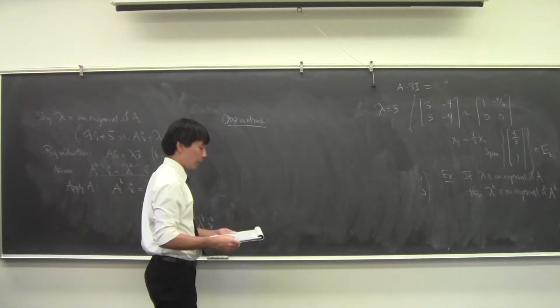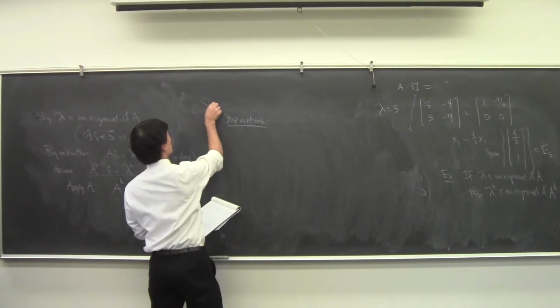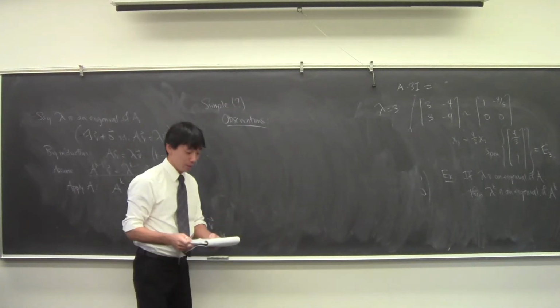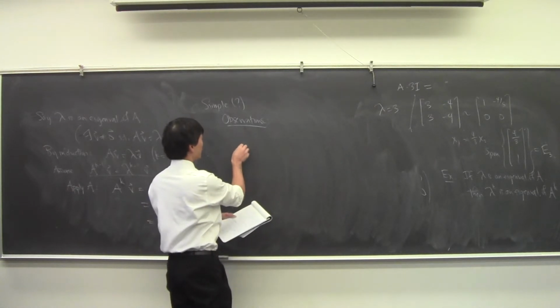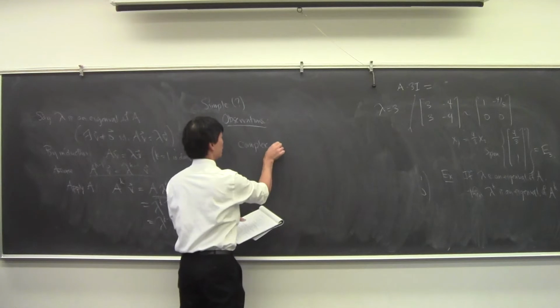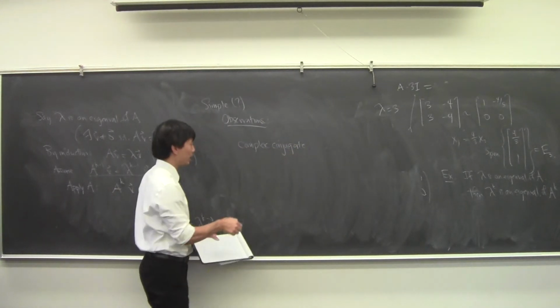Okay. Now these observations, I have the word simple, but then I have a question mark after it. Simple observations. I think maybe they're not so simple, because they involve something called the complex conjugate, which we haven't introduced yet. But does anybody know what the complex conjugate is?